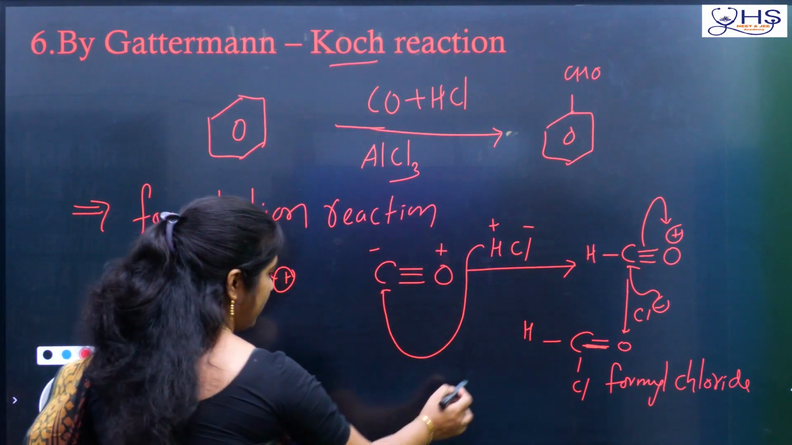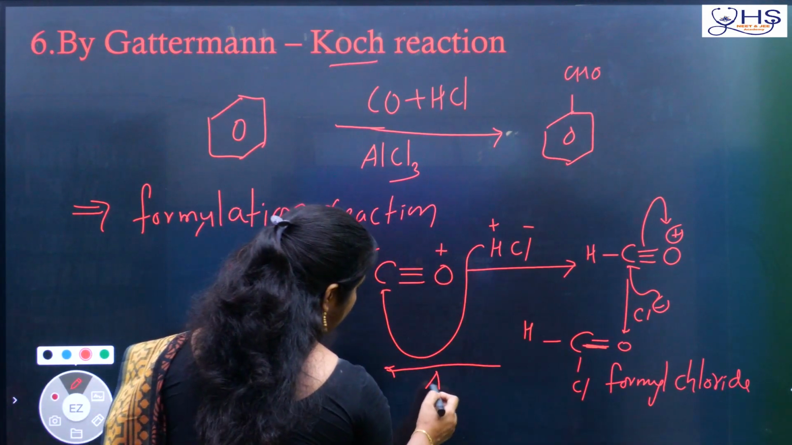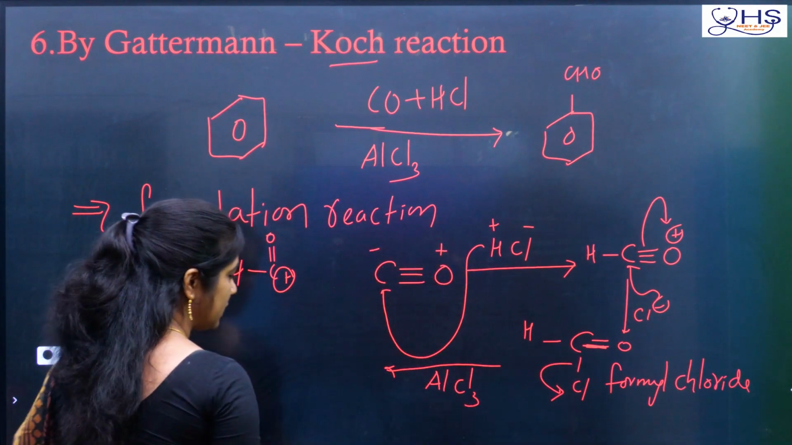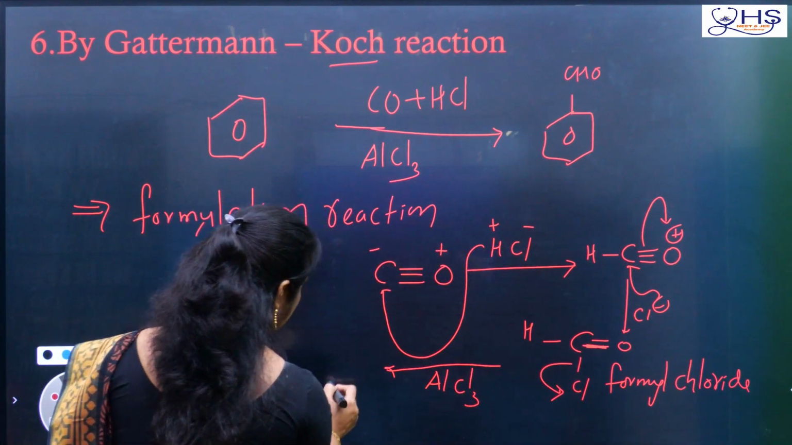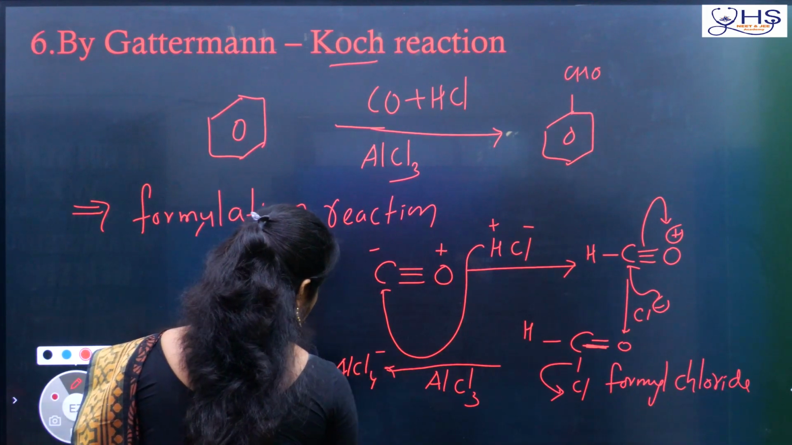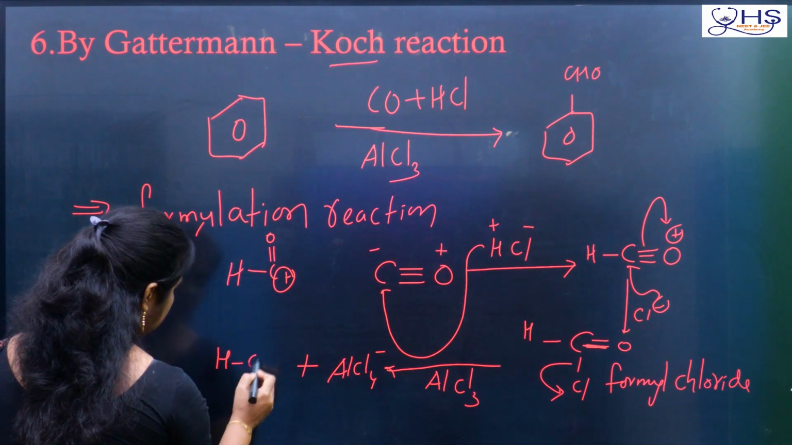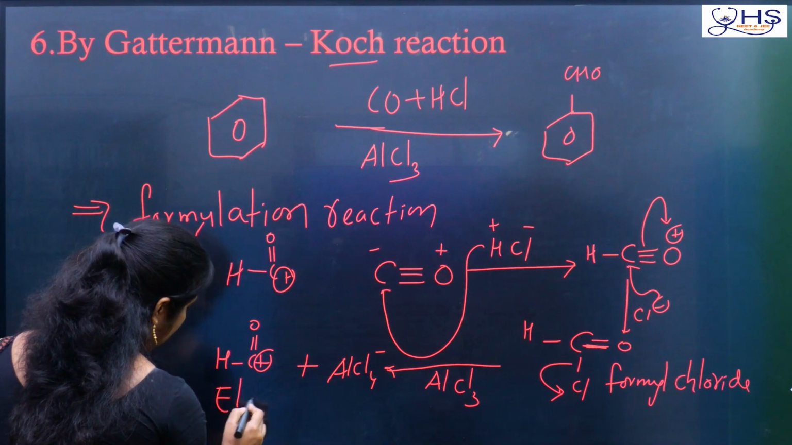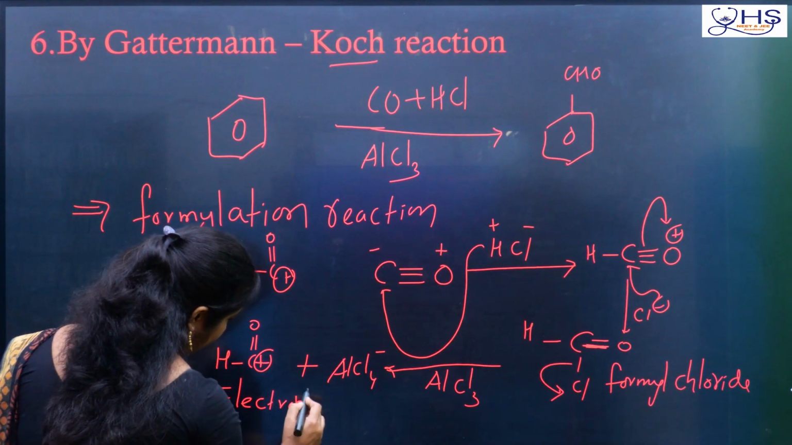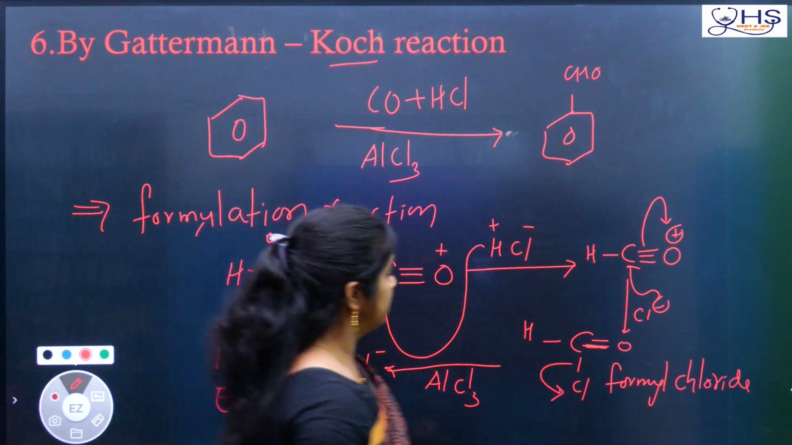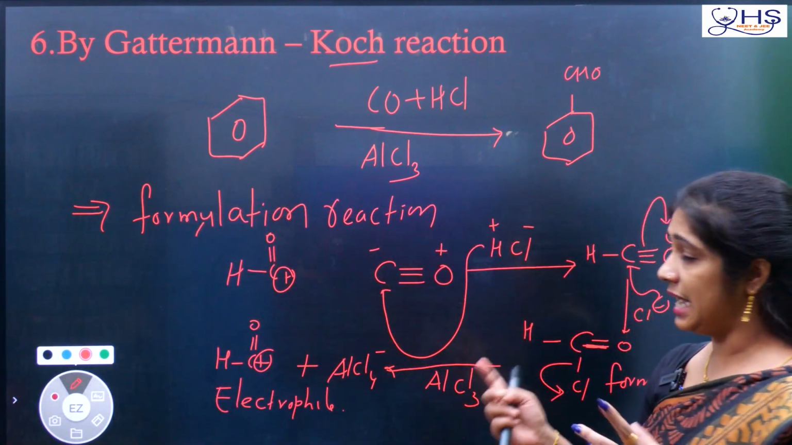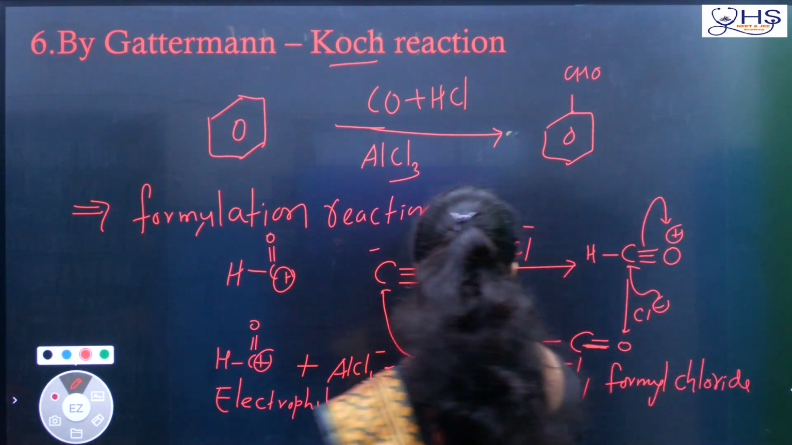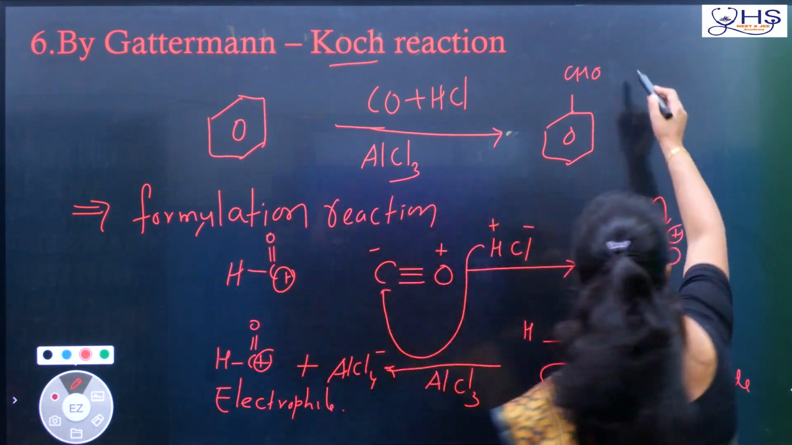Now what will happen next? This formyl chloride, when it reacts with AlCl3, this chlorine will take both the electrons and move with AlCl3, then you will get AlCl4 minus plus HC double bond O plus. Now this is the electrophile over here. Now you know very well the electrophilic substitution reaction. This electrophile will attack on the benzene ring and you will get the benzaldehyde. So next, I am writing this electrophile over here.